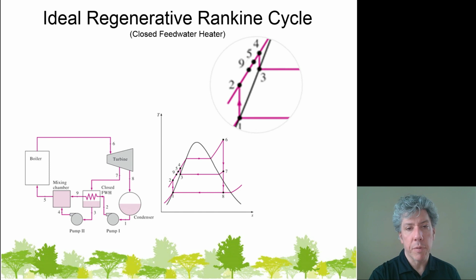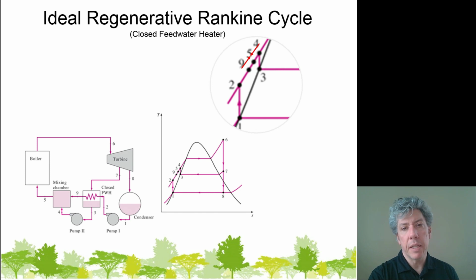So where are we left? Well, we're at state 9 here and state 4. Now what's happening here? Well, let's transition to this diagram. So we're at state 9 and state 4. In the mixing chamber, what actually happens is state 9 is increased to state 5, the exit, and state 4 is decreased to state 5.